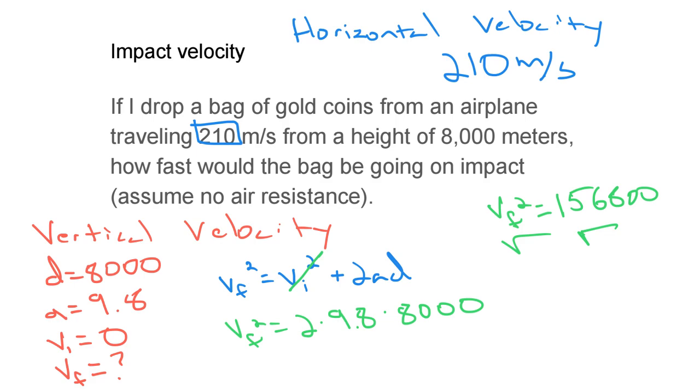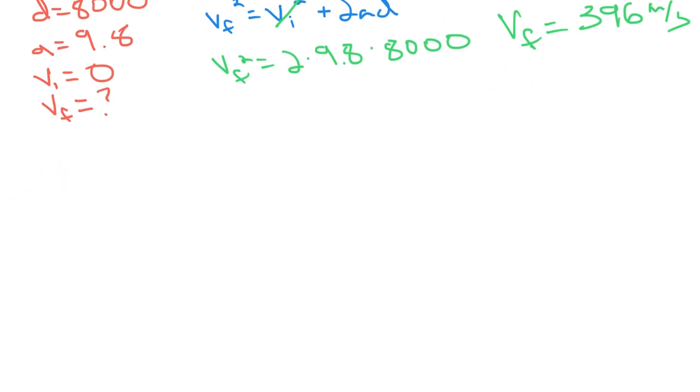I get 396. We'll round a little bit there. 396 meters per second vertical velocity. So now we got to put these together to figure out what the net velocity is.